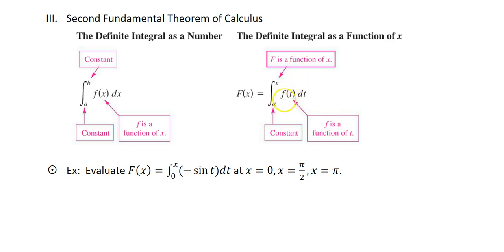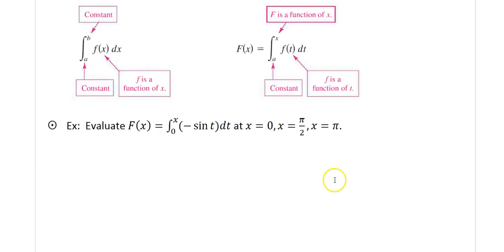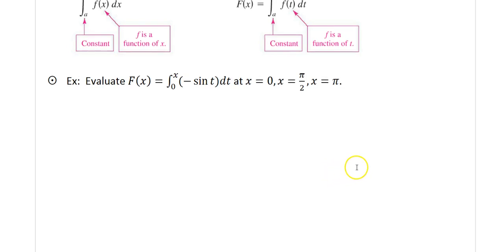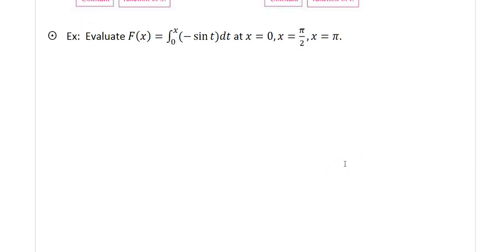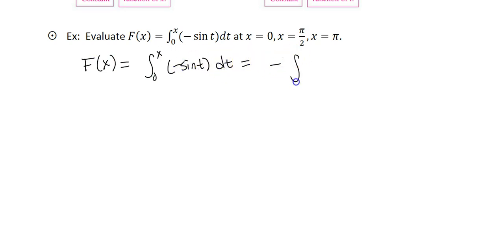So be careful with this, because notice this is an integral with respect to t, and we're going to plug an x into it, which is going to create a function of x. So what this could look like: I've got capital F of x is the integral from 0 to x of negative sine of t dt, and I want to be able to find that for different values of x. To do this, we would just calculate the integral as normal. So you could write this as the negative integral from 0 to x of sine of t dt.